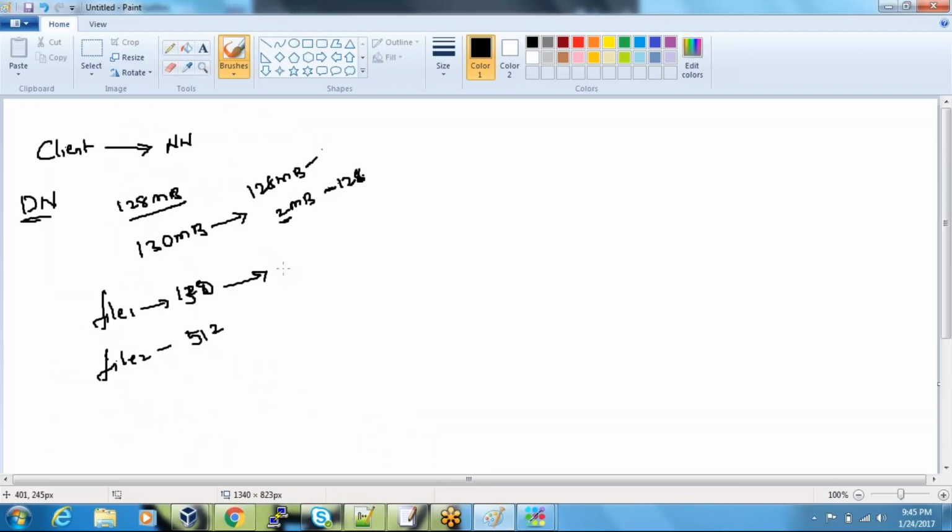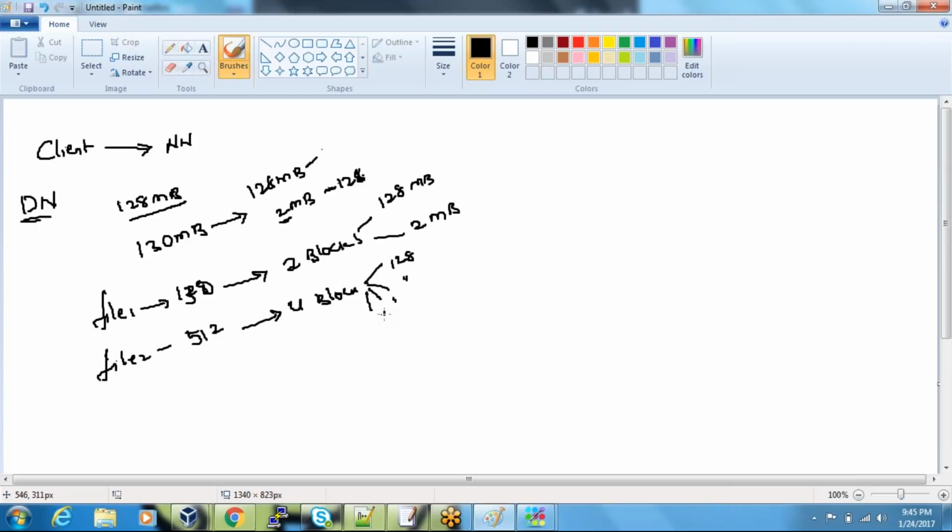So, my question here. Your file one has two blocks: one is a 128 MB block, the other one is a 2 MB block. Coming to file 2, it has four blocks, 128, 128, 128, 128 MB. Yeah, tell me your doubt now.